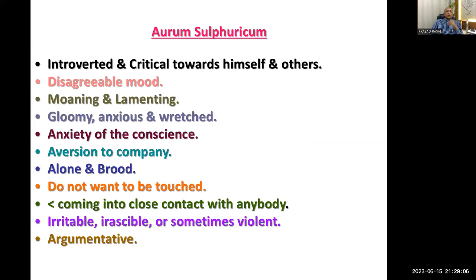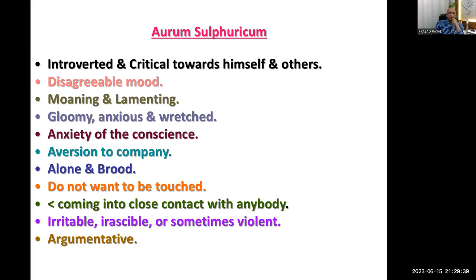Aurum sulphuricum: introverted and critical towards himself and others. When the self gets associated with Aurum, they always criticize. They are always critical of themselves as well as others. The mood is disagreeable because of Aurum: moaning and lamenting, gloomy, anxious, wretched feeling. There is anxiety, concerns of Aurum. There is aversion to company. They remain alone and brood.